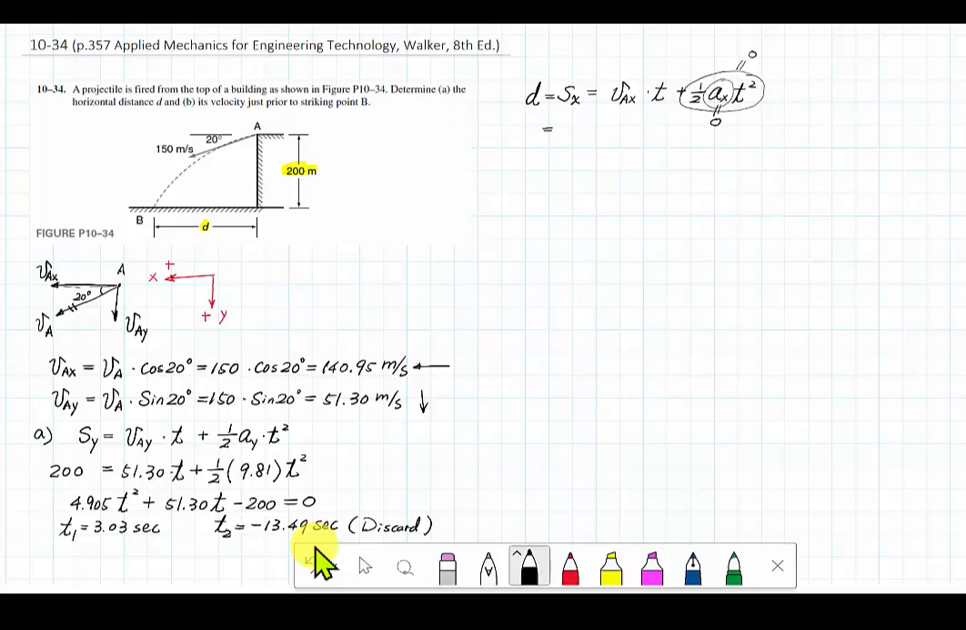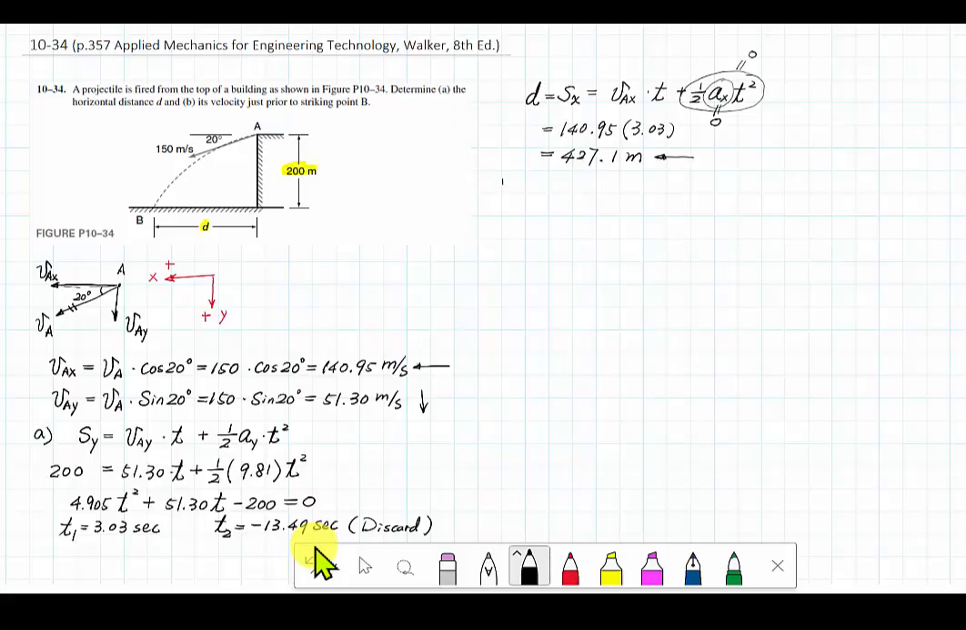VAX, we have a number, 140.95 meters per second, times t1, which is 3.03 seconds. And the total displacement here should be 427.1 meters. Or if you consider that as a displacement, it's actually going to the left, right? Displacement is a vector as well, so it has to have a direction as well. Okay, so that's part A of the question.